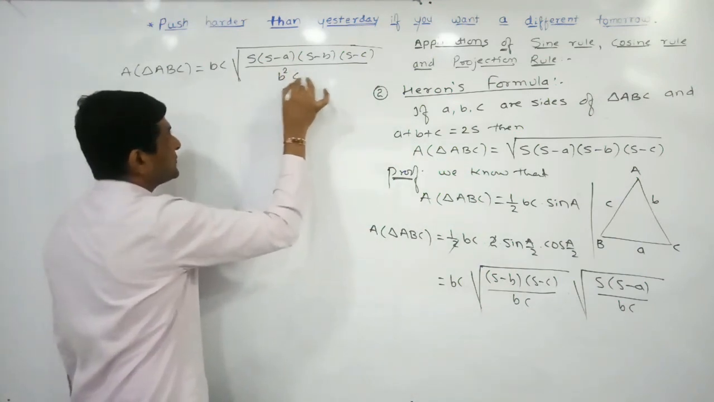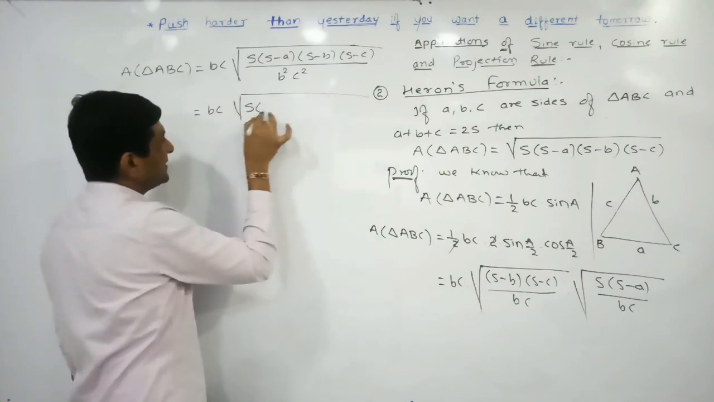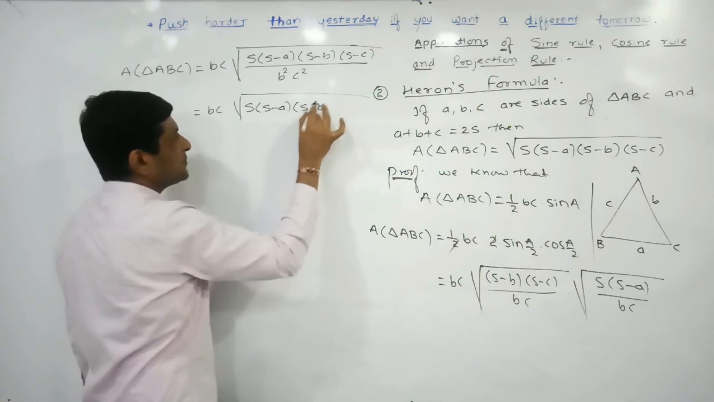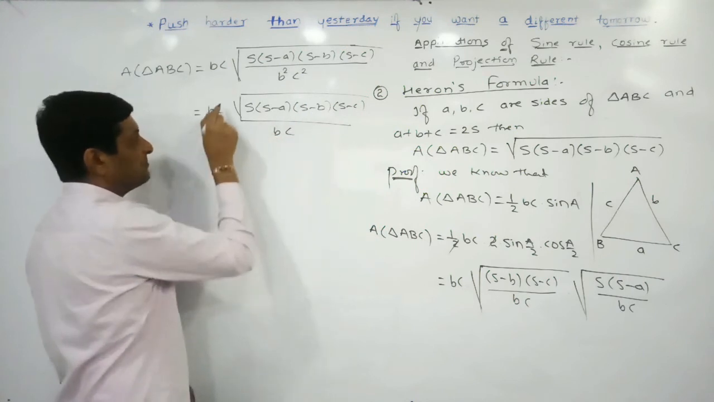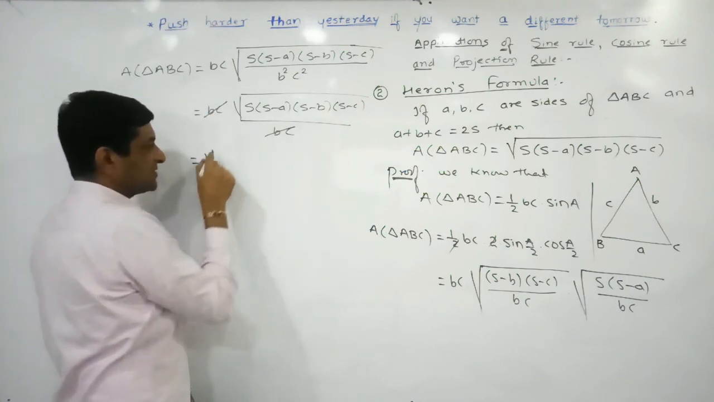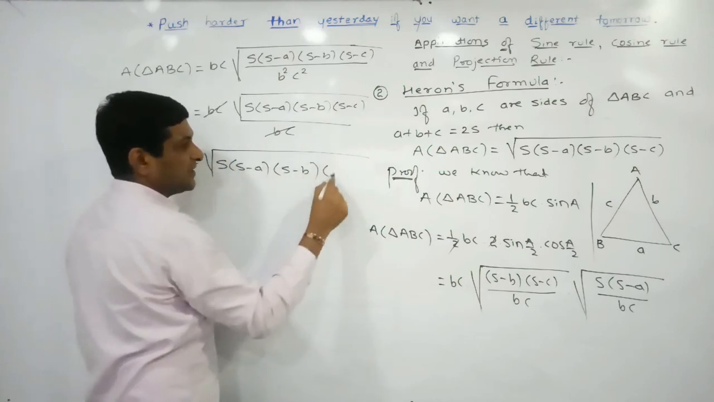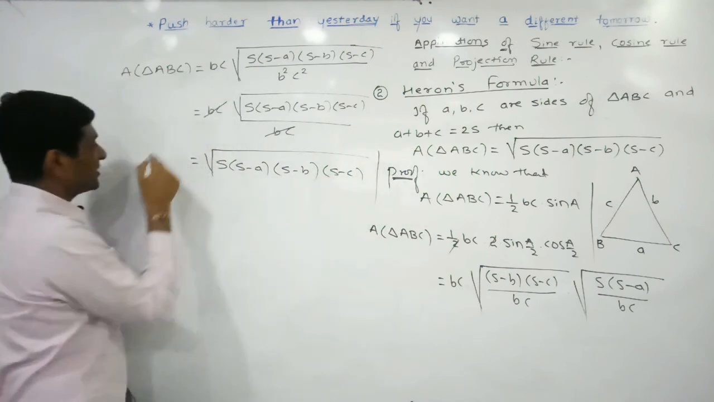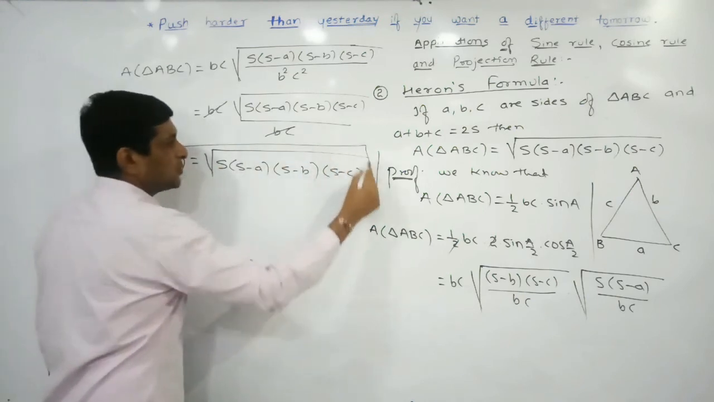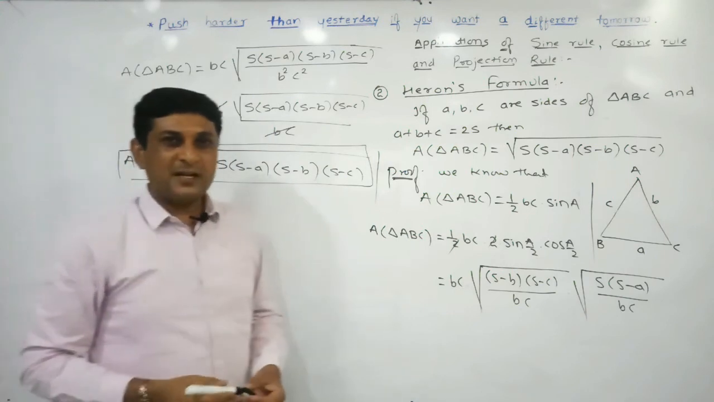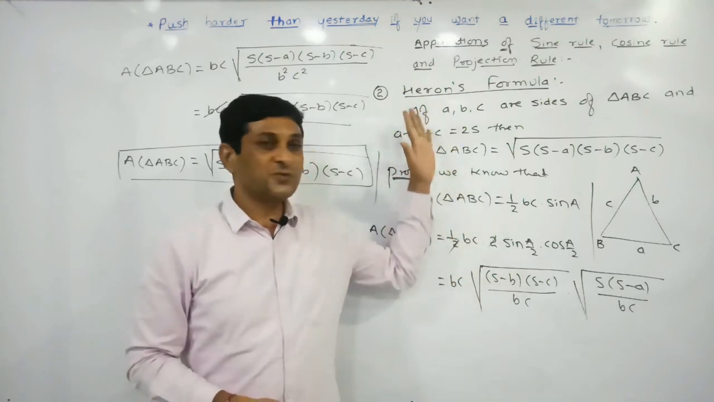Square of bc means b square c square. So bc, keep it as it is. In the root, keep s(s minus a)(s minus b)(s minus c) as it is. This b square c square outside the root will become bc. The bc will get cancelled, and what result are we getting here? Root of s(s minus a)(s minus b)(s minus c), and this is nothing but the formula to find the area of triangle ABC. We can apply this formula to find the area of a triangle if all three sides of the triangle are given to us, and this formula is called Heron's formula.